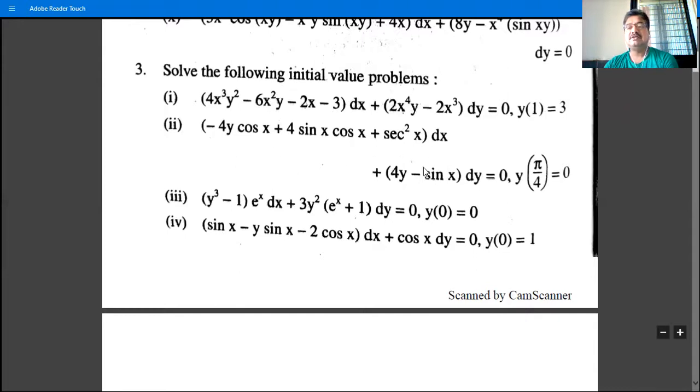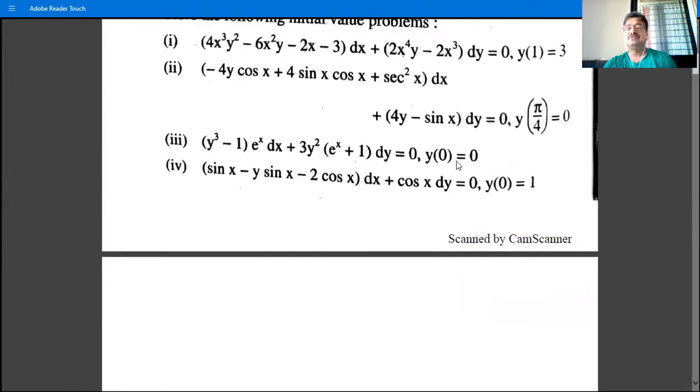Similarly, in this problem, first find the general solution of this differential equation. First show this differential equation is exact, then find its solution, and then use the initial condition in the final answer. That is, substitute y(π/4) = 0, meaning y is 0 if x is π/4. So substitute x equal to π/4 and y equal to 0 in the final answer of this problem, and find the value of c. Again, substitute that value of c in the final answer, and we get the required solution.